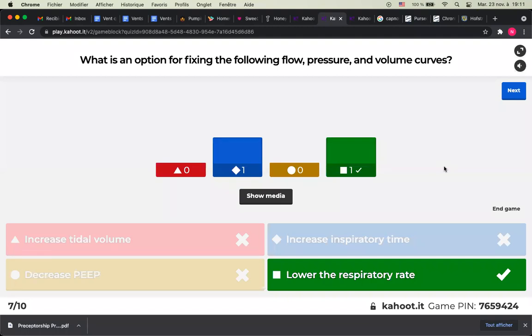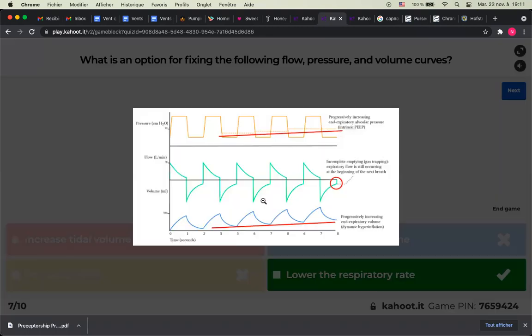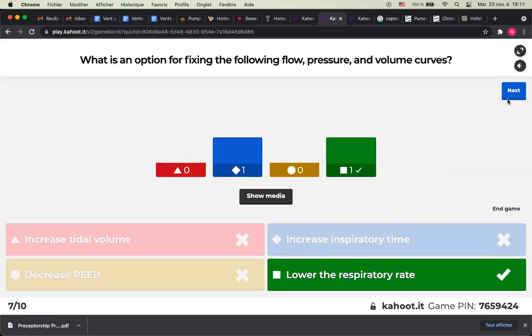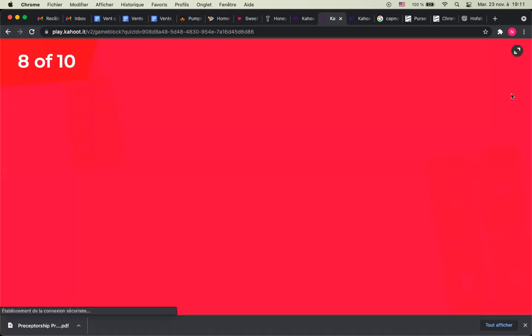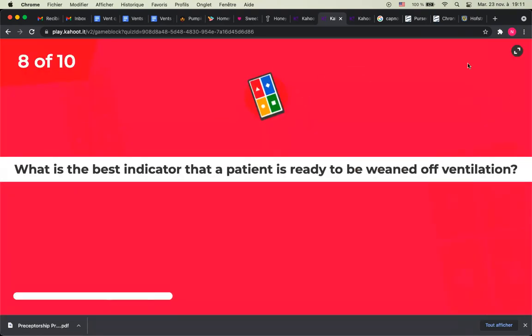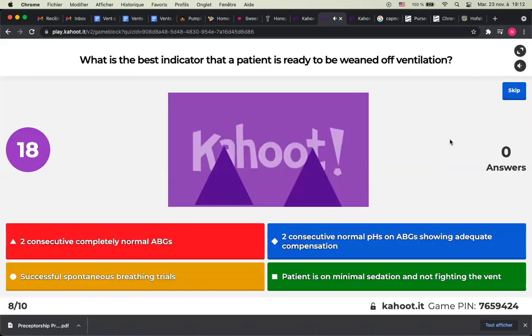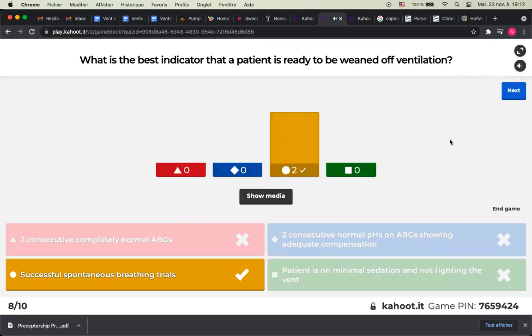And this is because the I time doesn't change. The inspiratory time stays the same, so you get longer time to exhale. I think you guys got that one on the pre-test as well.